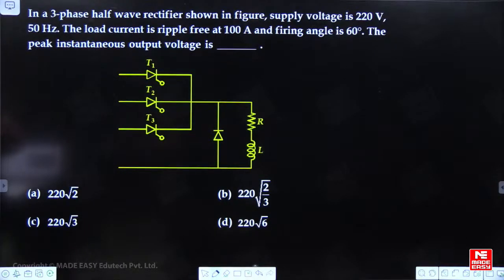Draw the waveform, dear students. When the firing angle is 60 degrees, draw the waveform for output voltage. You will get the answer. When the firing angle alpha is equal to 60 degrees, draw the waveform for output voltage so that you will get the answer here. Okay? Yes, make it fast.